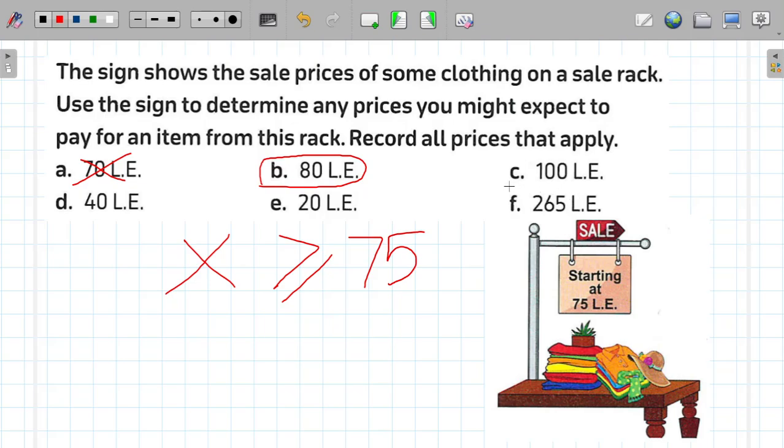100, yes, 100 is more than 75. 40, no, 40 is less than 75. 20, no, because 20 is less than 75. 265, yes, because 265 is more than 75. So the prices that apply the inequality are 80, 100, and 265 pounds.